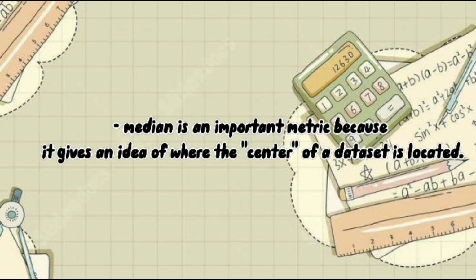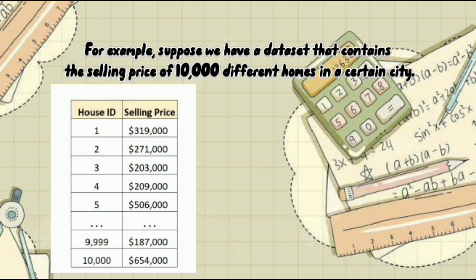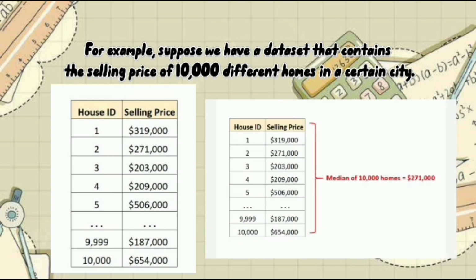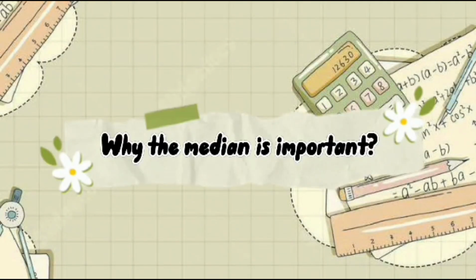The median is an important metric because it gives an idea of where the center of a dataset is located. For example, suppose we have a dataset that contains the selling price of 10,000 different homes in a certain city. Instead of staring at rows and rows of raw data, we can calculate the median value to quickly understand the middle selling price of homes in the city. By knowing that the median selling price is $271,000, we know that exactly half of the 10,000 homes sold for more than this amount and half sold for less. Now you understand why the median is important.